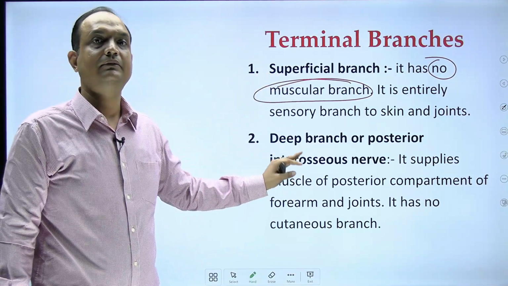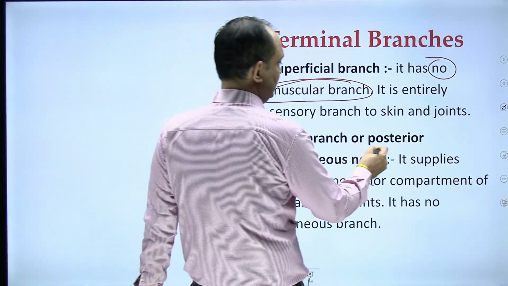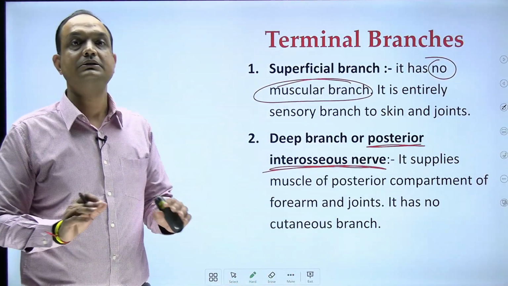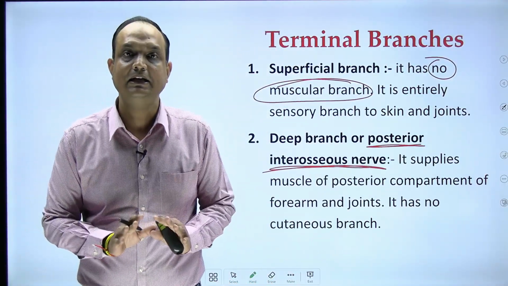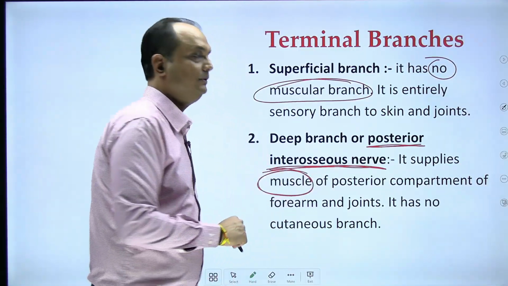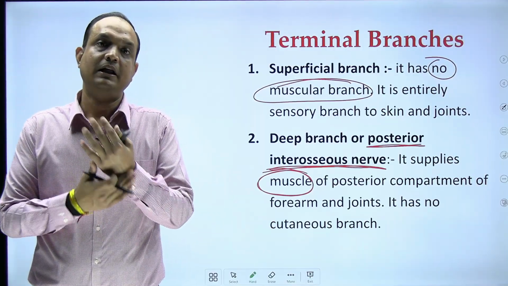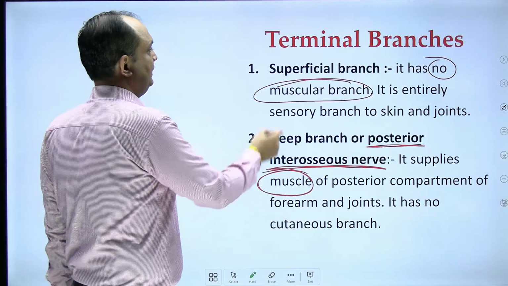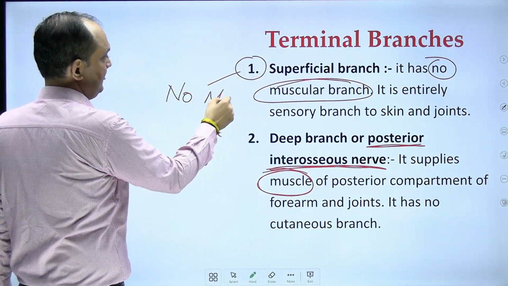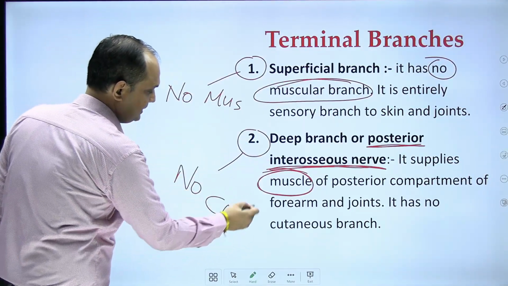In the same way, there is one more important thing about the deep branch. The deep branch is known as the posterior interosseous nerve, and this posterior interosseous nerve does not supply any skin area. Most of the muscles of the back of the forearm are purely supplied by the posterior interosseous nerve, and it terminates after supplying the wrist joint. So my dear students, this is the important concept: the superficial branch has no muscular branch, and the deep branch has no cutaneous branch.